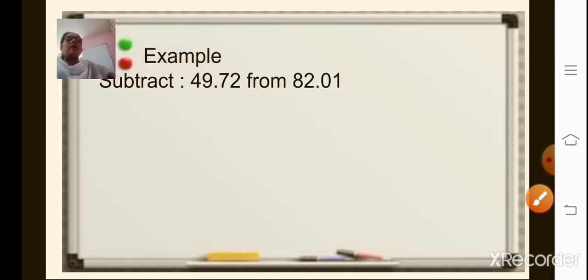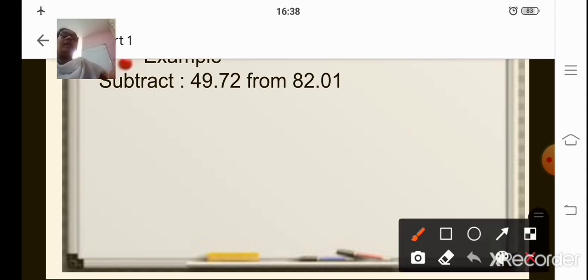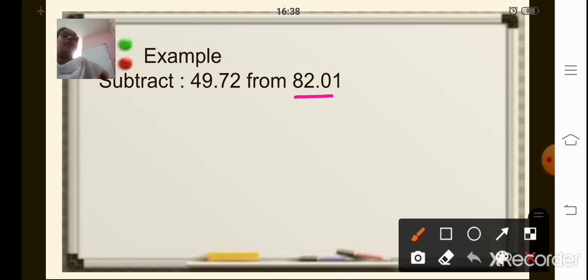Same way, subtraction sums. Here subtract, let us start with an example. Subtract 49.72 from 82.01. So here from 82.01 you have to subtract 49.72. So you will write this number 82.01 on the top, the bigger one, minus 49.